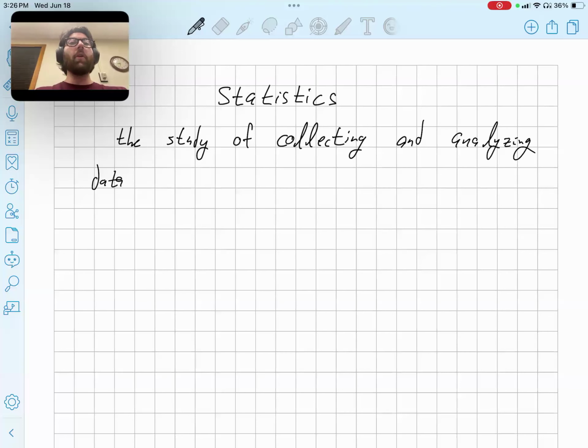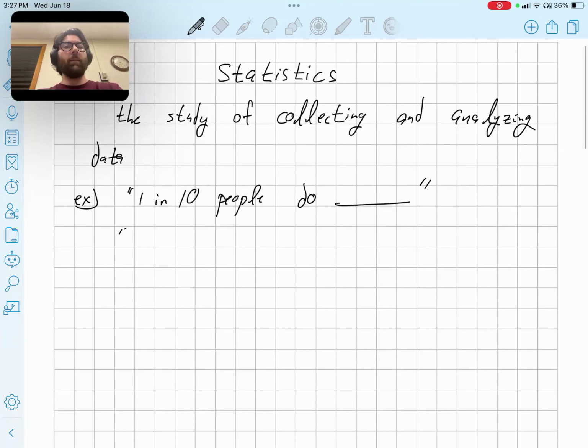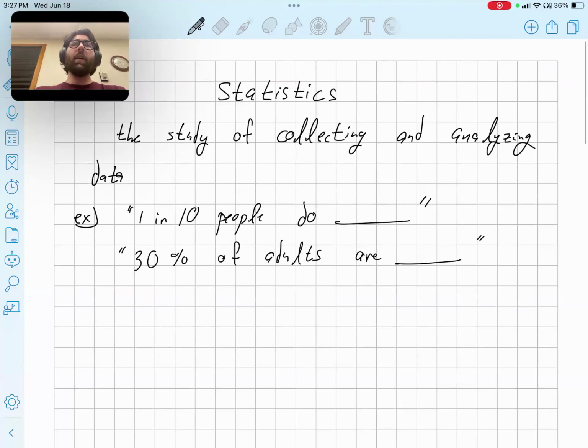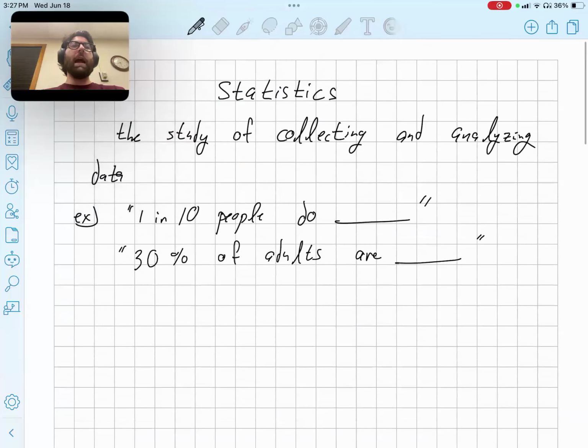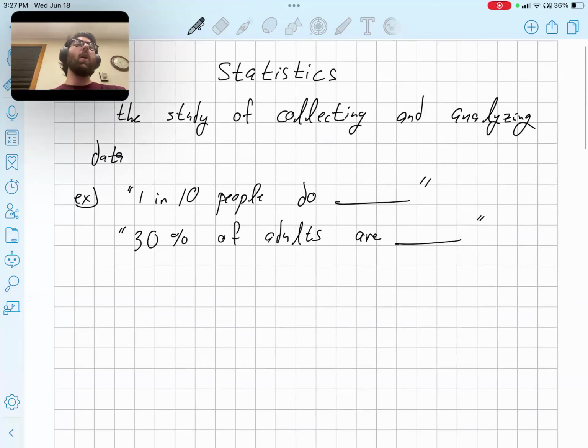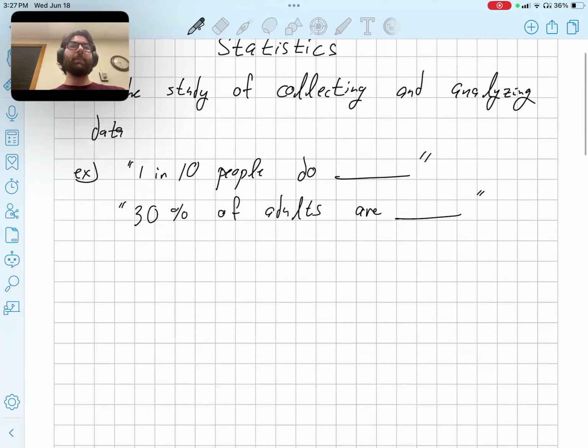And so you've probably heard of some statistics. So for example, 1 in 10 people do blank, or 30% of adults are blank, whatever. These are examples of statistics. And so the question is, how do we come to these conclusions? How do we sample this data? How do we find the data? How do we collect it? How do we present it? All of these things are examples of statistics.